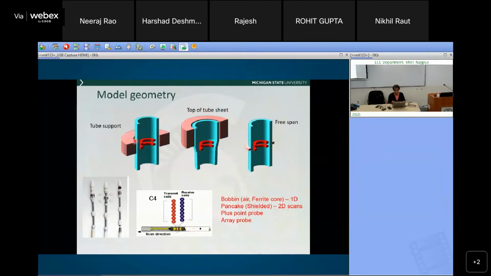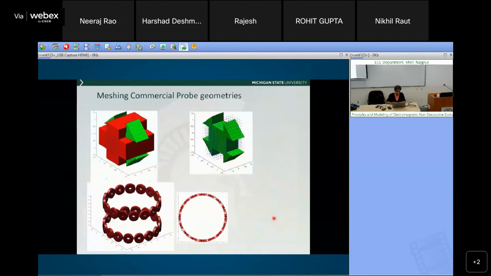The first thing they do is select the tube geometry, and then they can introduce a defect. Then they can select the probes. These are the different probes: the bobbin probe, pancake probe, plus point probe, and array probe. And here are some pictures of the commercial probe geometries. We know all the dimensions for these. The mesh for these probes is already done and stored in the software, so using a pull down menu, they just have to select a particular probe.